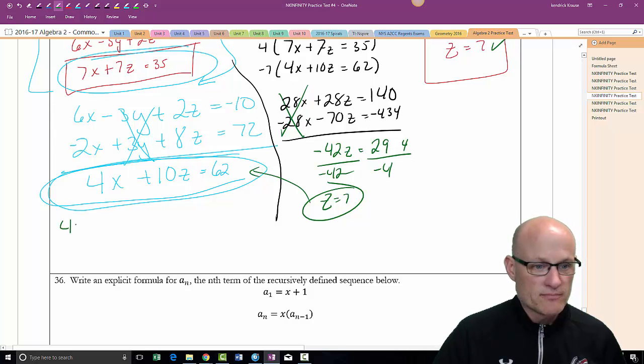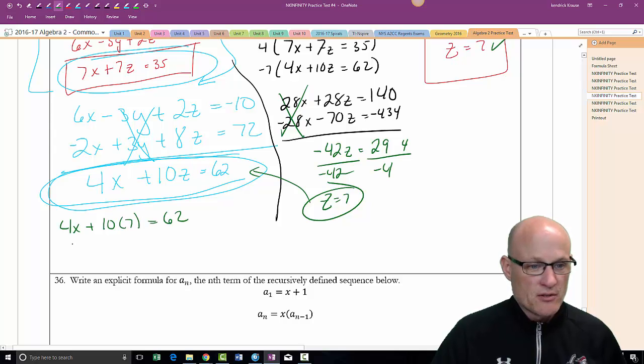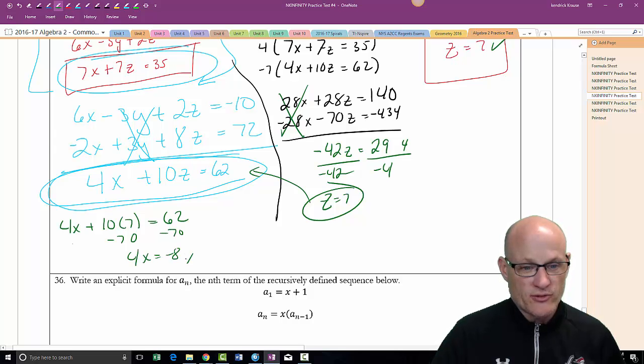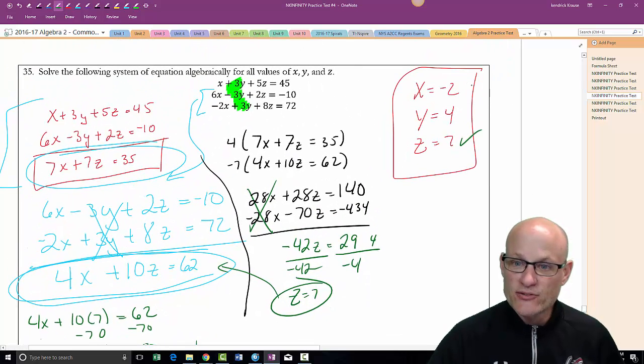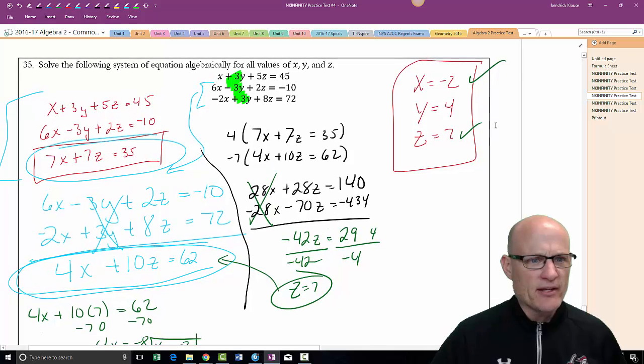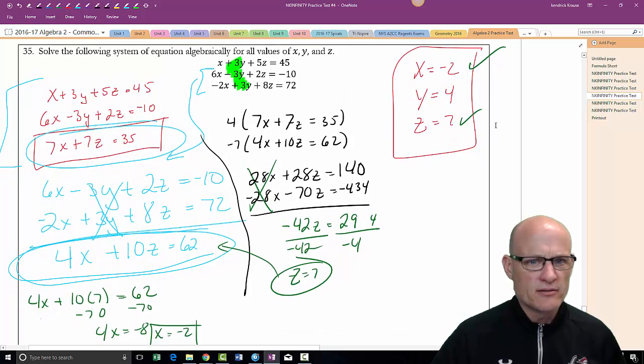So 4x plus 10 times 7 equals 62. This is 70, so subtract 70, subtract 70. So I get 4x equals negative 8, so x equals negative 2. Yes.